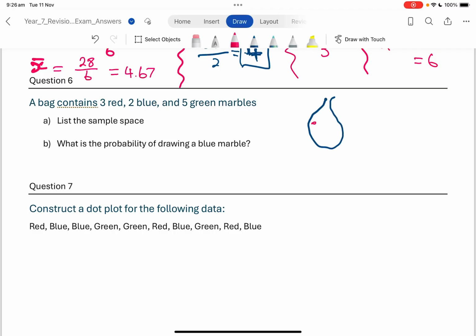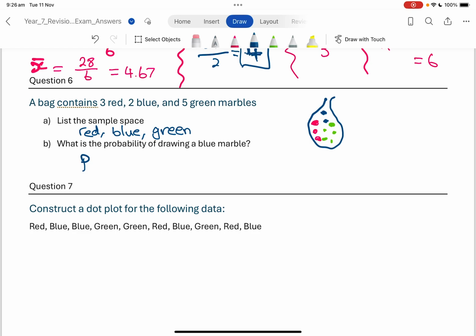It can be helpful to draw these questions sometimes. So 3 red, 2 blue, and 5 green. 1, 2, 3, 4, 5 marbles. List the sample space. Well, if we're going to pull a marble out, I could get red, I could get blue, and I could get green. So that's my sample space.